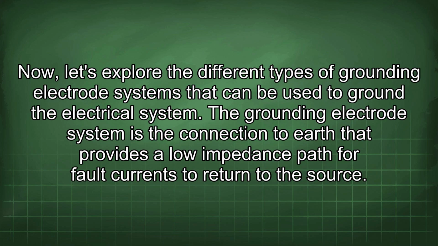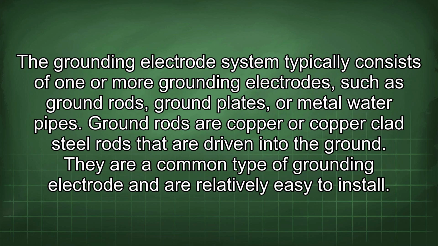Now, let's explore the different types of grounding electrode systems that can be used to ground the electrical system. The grounding electrode system is the connection to earth that provides a low impedance path for fault currents to return to the source. The grounding electrode system typically consists of one or more grounding electrodes, such as ground rods, ground plates, or metal water pipes.